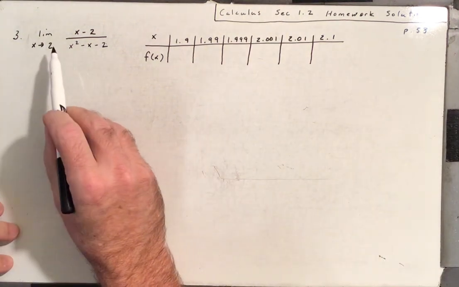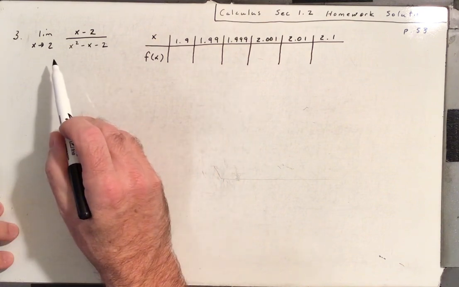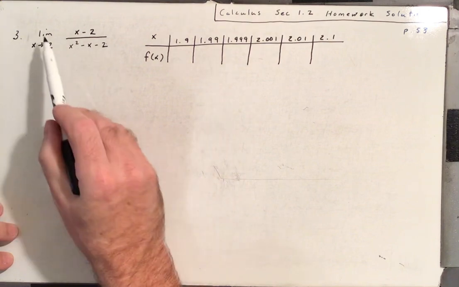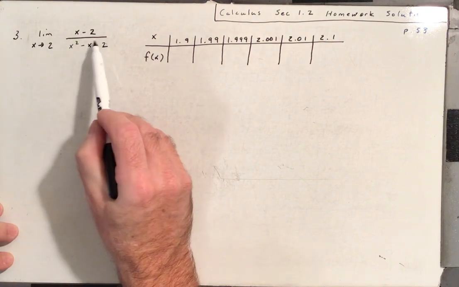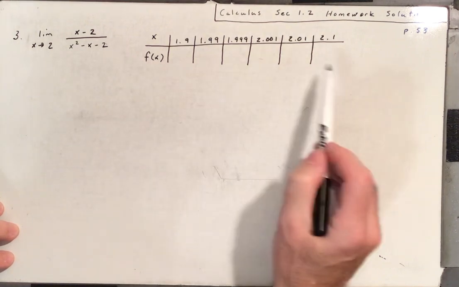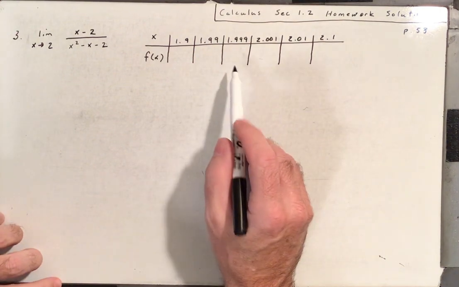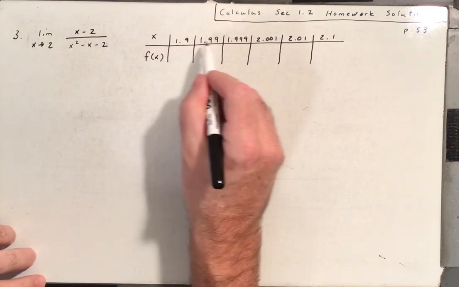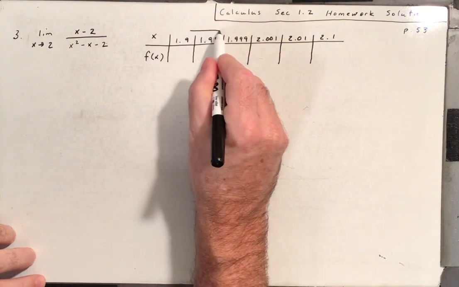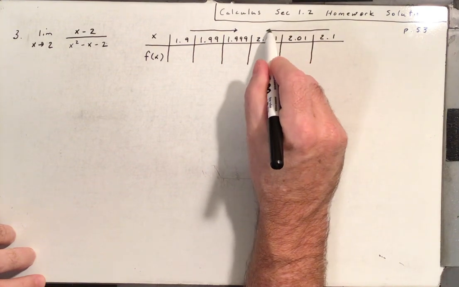Number 3, so we want to find out what the limit is based on a table. Because if we plug in the number 2, we're going to get 0 over 0. So we're going to try to solve it through a table. There are much easier ways to solve this, but that's where we're at right now in the course. So we're going to plug in values of x as they approach 2, from the left and from the right.